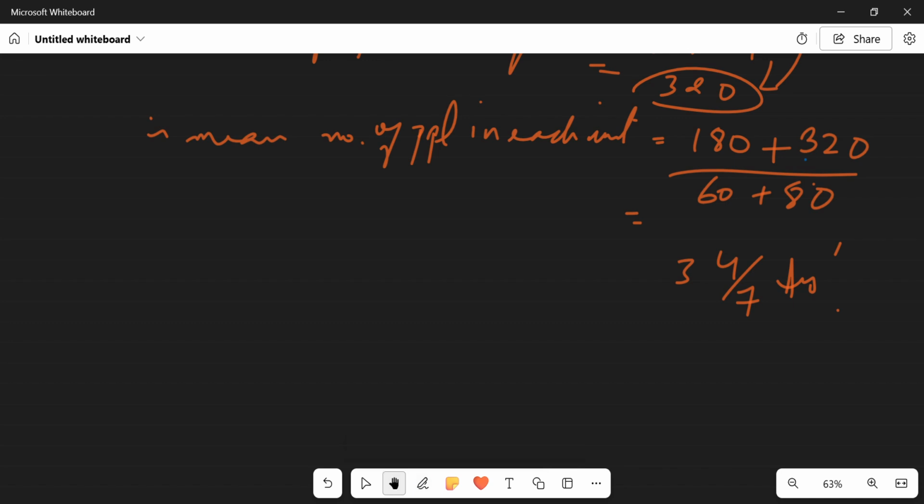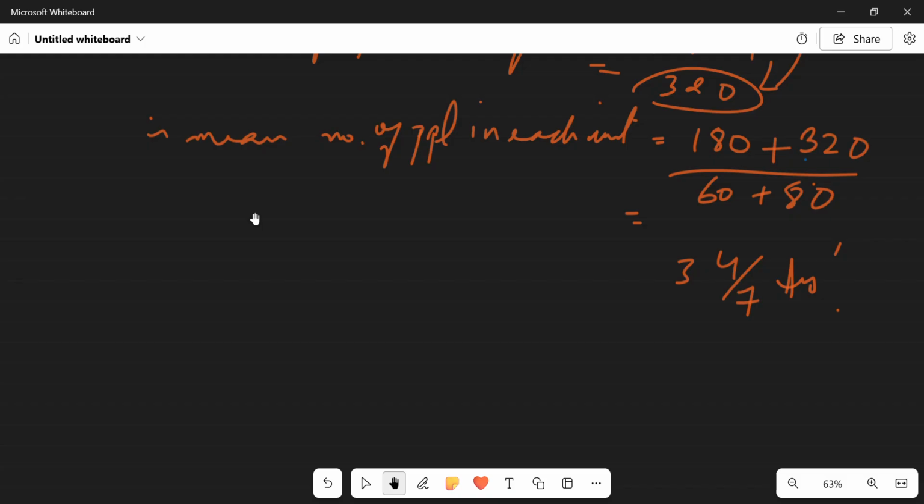Now next question, question number 7. The mean mass of 28 students in class A is 50.5 kg. The first value is the total mass of the students in class A. The mean mass of the 35 students in class B is 52.6 kg. Find the mean mass of the students in the two classes.